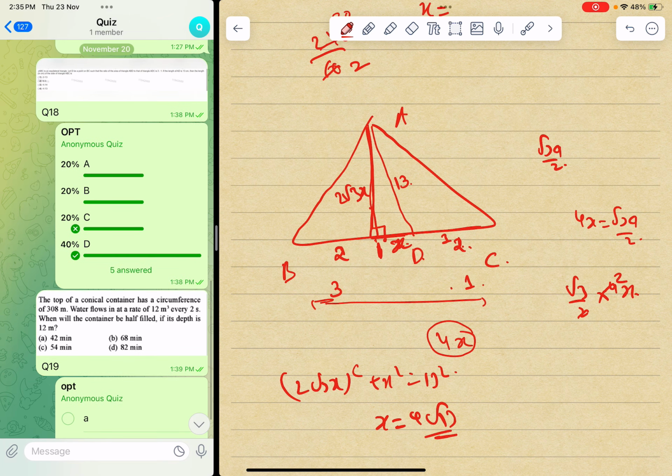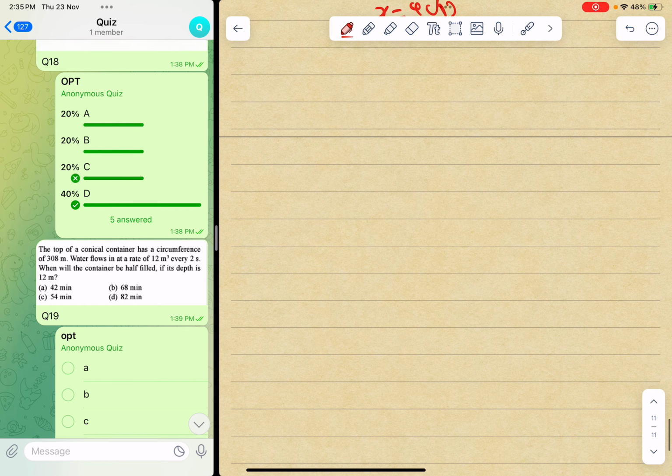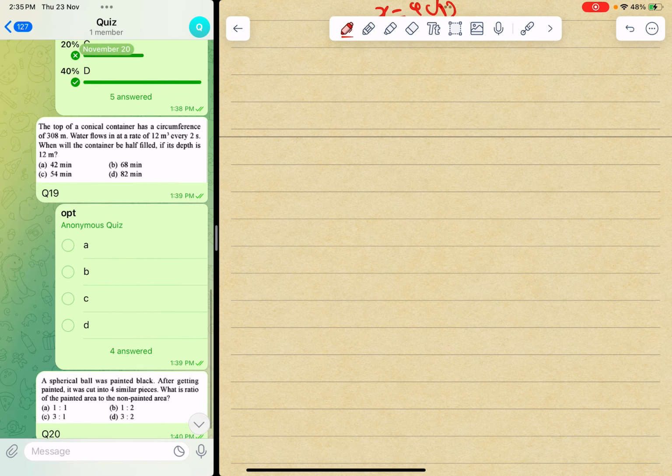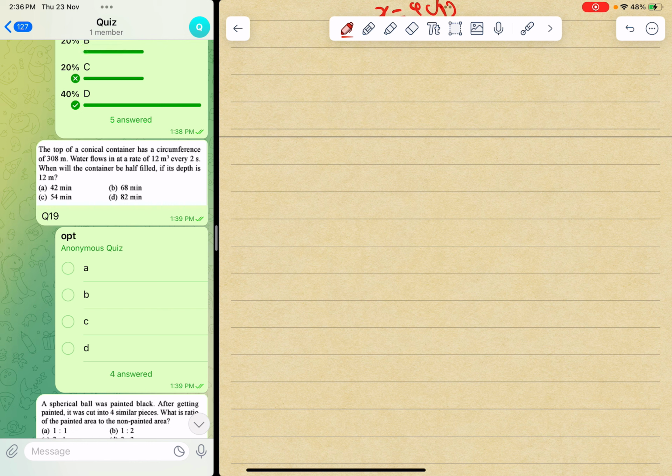The top of a conical container has a circumference of 308, okay, so this is a cone. 308 is the circumference, means 2 into pi, which is 22 by 7, into radius r, we can find out r. Water flows in at the rate of 12 meter cube every 2 seconds, so 6 meter cube per second. When will the container be half filled if its depth is 12? Half filled means first of all we have to find the volume, so volume means 1 by 3 pi r square h. R we can find out from here.